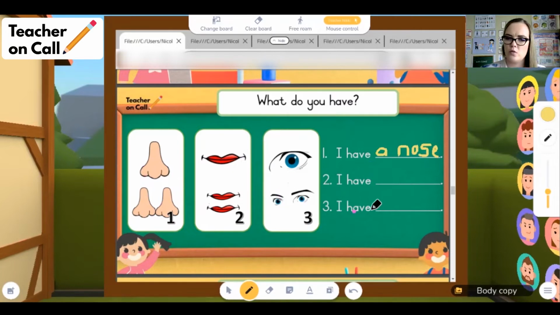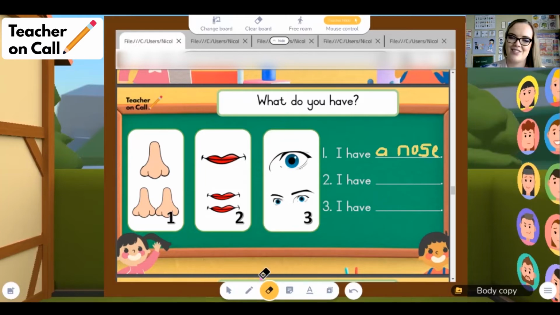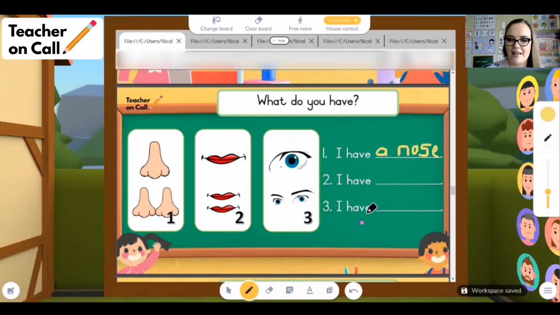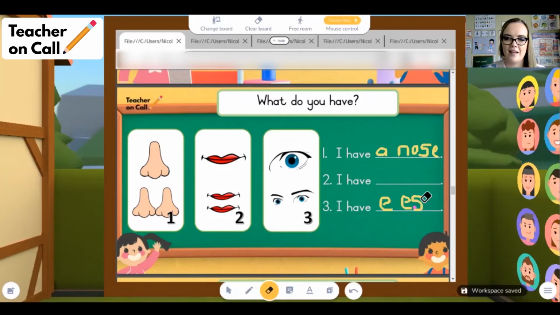Now, if there's 2, you cannot write a. No, no a. So what do you have? I have, you can say either I have 2 eyes or I have eyes. And remember, because there's 2, you need S. I have eyes. Okay.